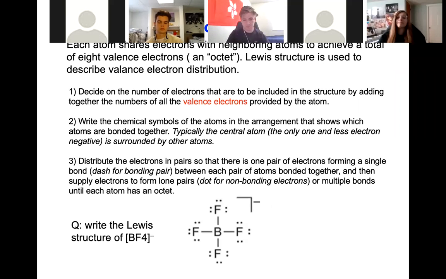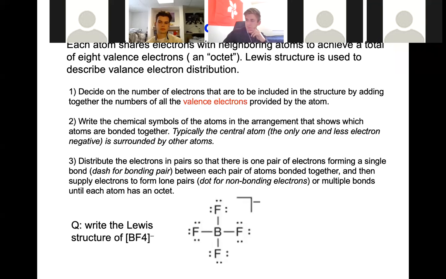Okay. So here is a new structure for this BF4 anion. As Josh said, we consider we have three valence electrons. Okay, three valence electrons. Let me double check.